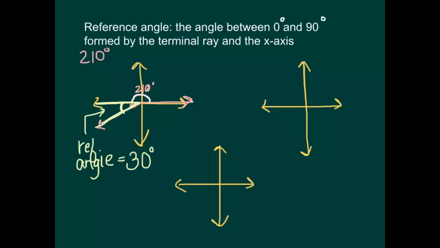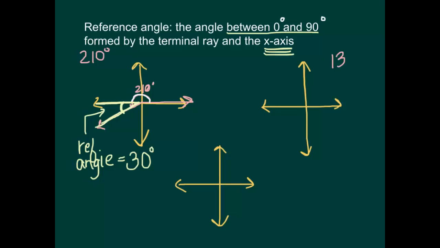Note that your reference angle will always be between 0 and 90. We're looking for the smallest angle we can see, as long as it's between the terminal ray and the x-axis. I can't stress that enough. I'm not really caring about the angle between the terminal ray and the y-axis at all. Let's do another couple of examples.